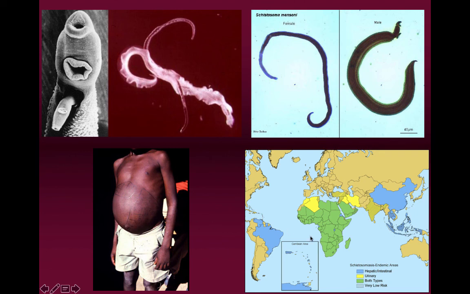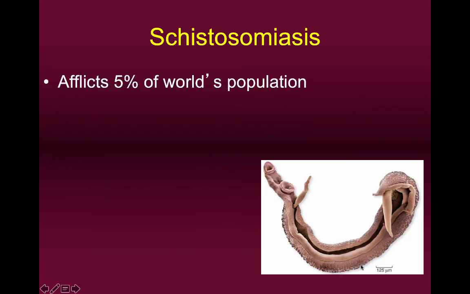And this map kind of shows us the overall global distribution of either hepatic or intestinal schistosomiasis, which is in blue, which you see is South America. You've got Asia, you've got the Caribbean. Urinary is mostly in Africa. Both types are throughout Africa. And the rest of the world is fairly low risk for schistosomiasis.